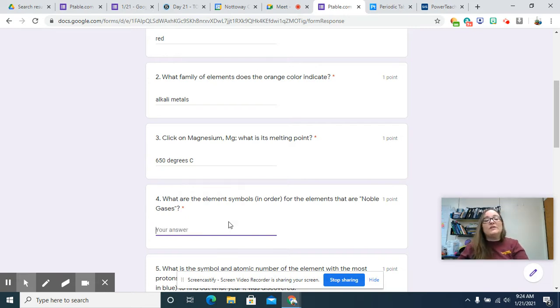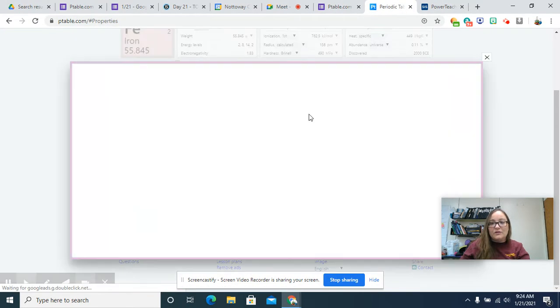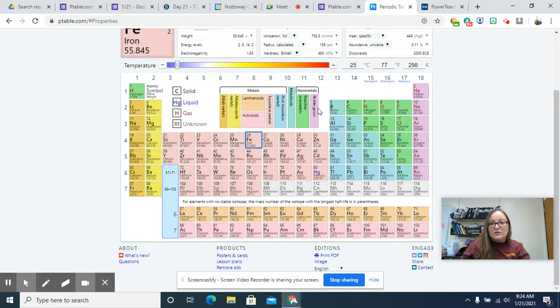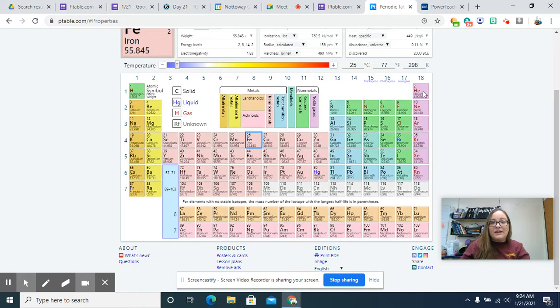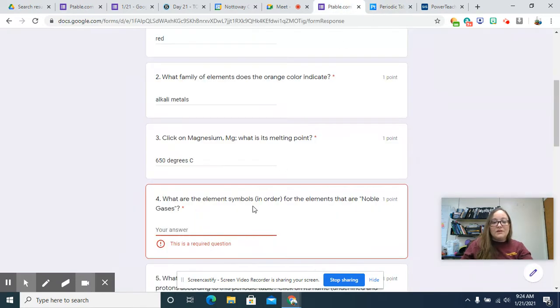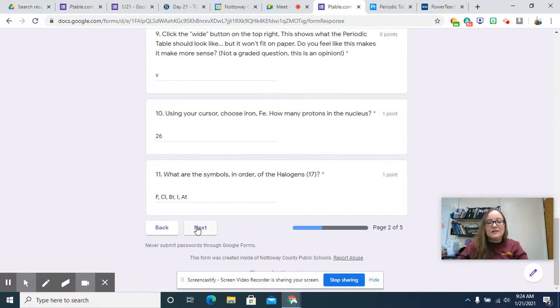All right, so what are the element symbols in order for the elements that are noble gases? So the noble gases are family 18. They're this group over here, the noble gases, family 18. So we need the symbols in order. So helium, neon, argon, krypton, xenon, and radon. Right now, let's see if it'll let us move on.